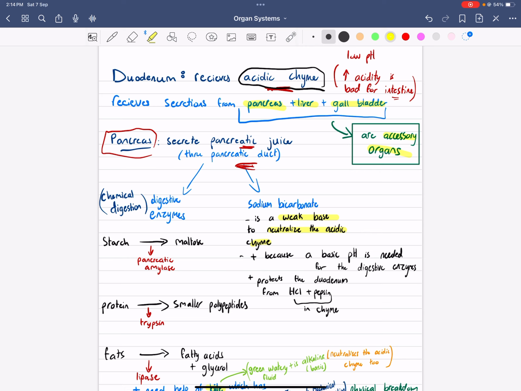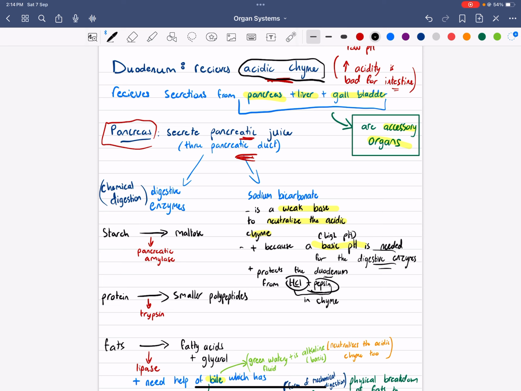Why? Because a basic pH, so basic pH means a high pH, is needed for the digestive enzymes in the small intestine. And in addition, an acidic environment will affect the walls of the small intestine, which is the HCl and pepsin. So by adding a base, we increase the pH, so we neutralize this acid, and then pepsin will not work anymore in a basic environment. So it's going to protect the duodenum from the action of pepsin and from HCl.